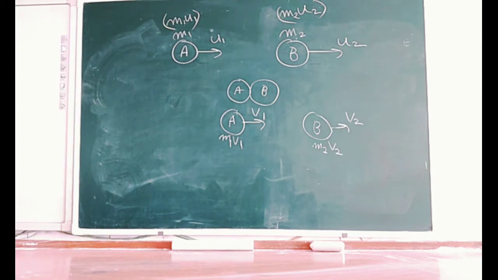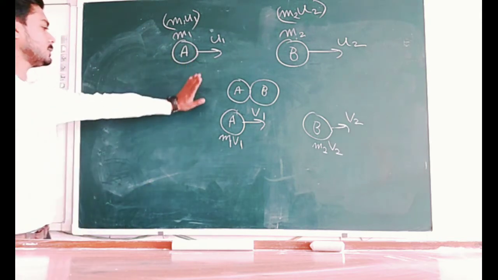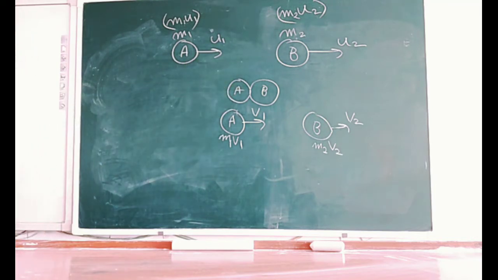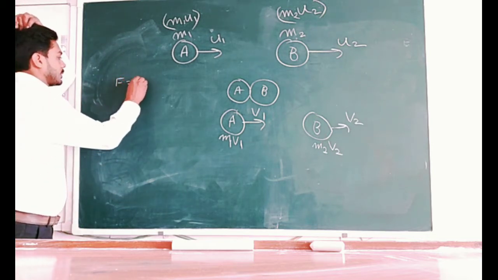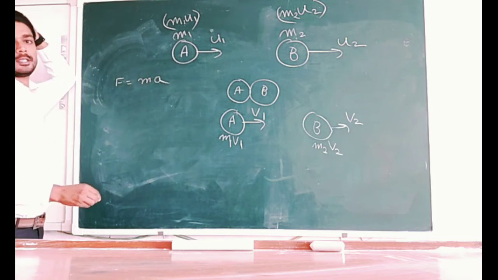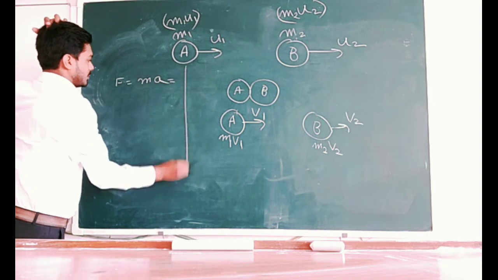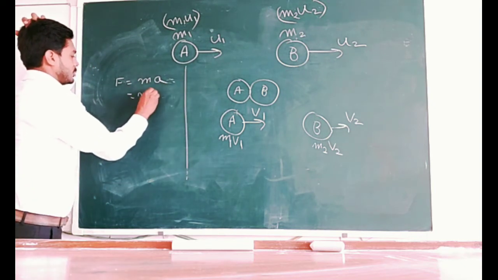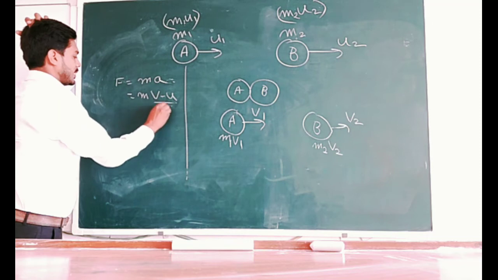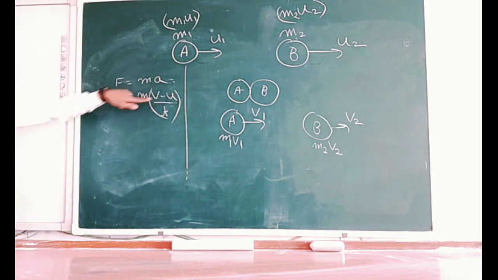Then if you are going to calculate the force experienced by A and B during the collision, we can apply the formula force is equal to mass into acceleration, where acceleration is equal to v minus u by t. Acceleration is equal to change in velocity upon time taken.